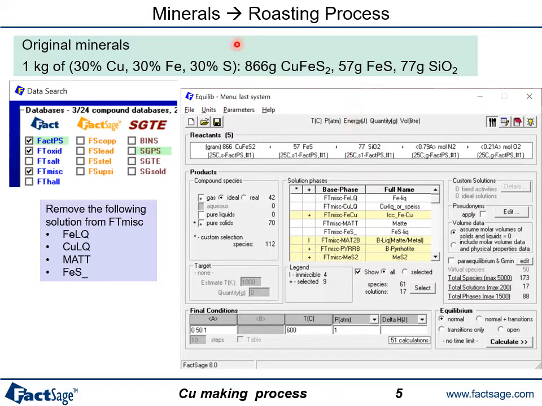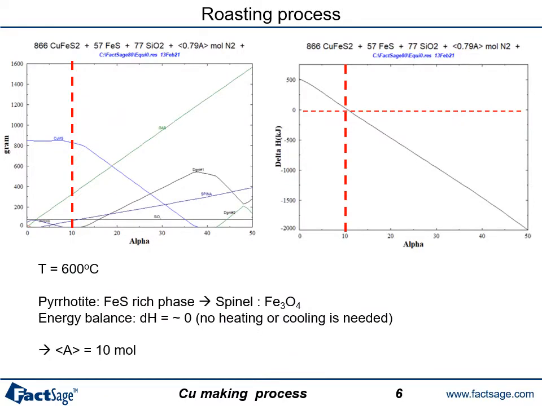Okay, so in order to simulate the roasting process, we are adding all the mineral like this, and then we are adding additional air, so 0.79 moles A of nitrogen and 0.21 A moles of oxygen. The A is actually the variable we can choose, and A will be changed from 0 to 50 in steps of 1 at 600 degrees Celsius to see the result. Now these two graphs show you the calculated result.